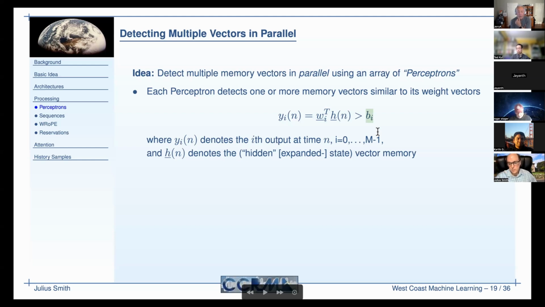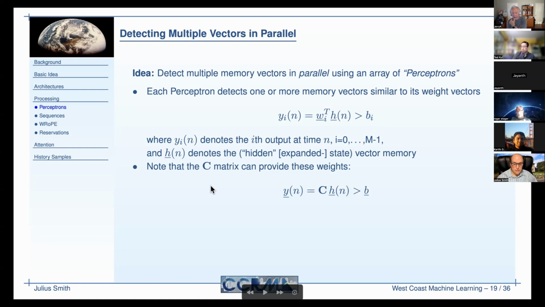And so this comes up in RAG, right? If you're doing retrieval augmented generation, then you're trying to set this to get the right degree of similarity. Okay, so that's that. And then in the state space model, you can get these weights right out of your C matrix. So that's a reasonable way to think of what it's doing.